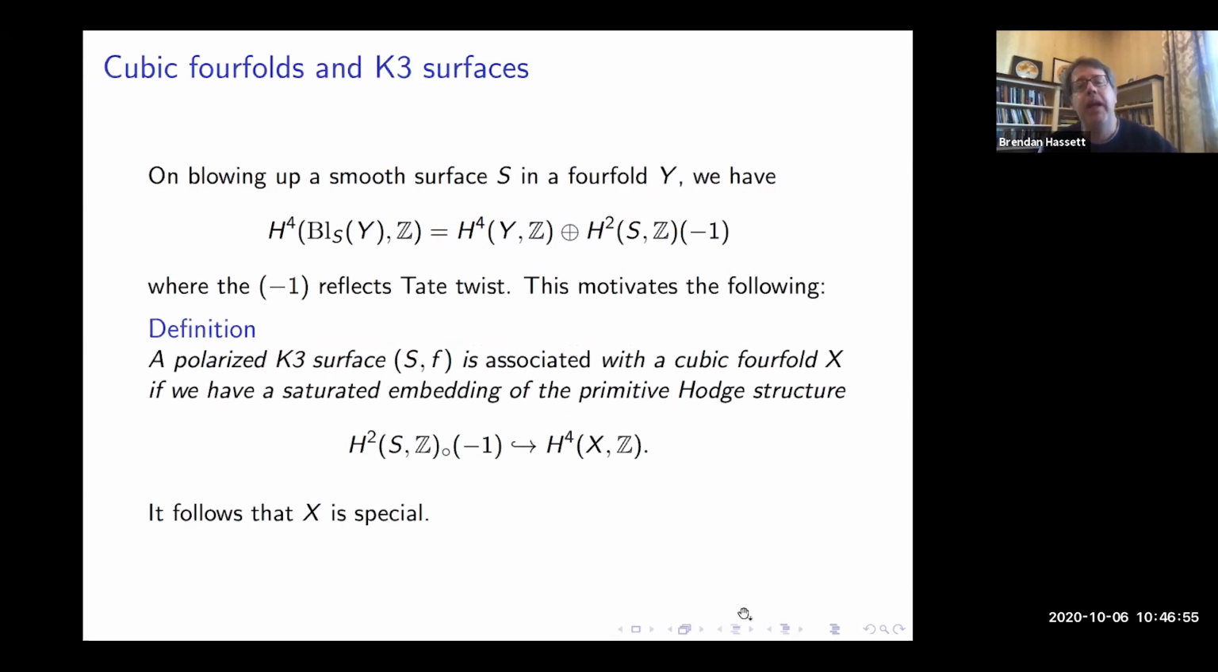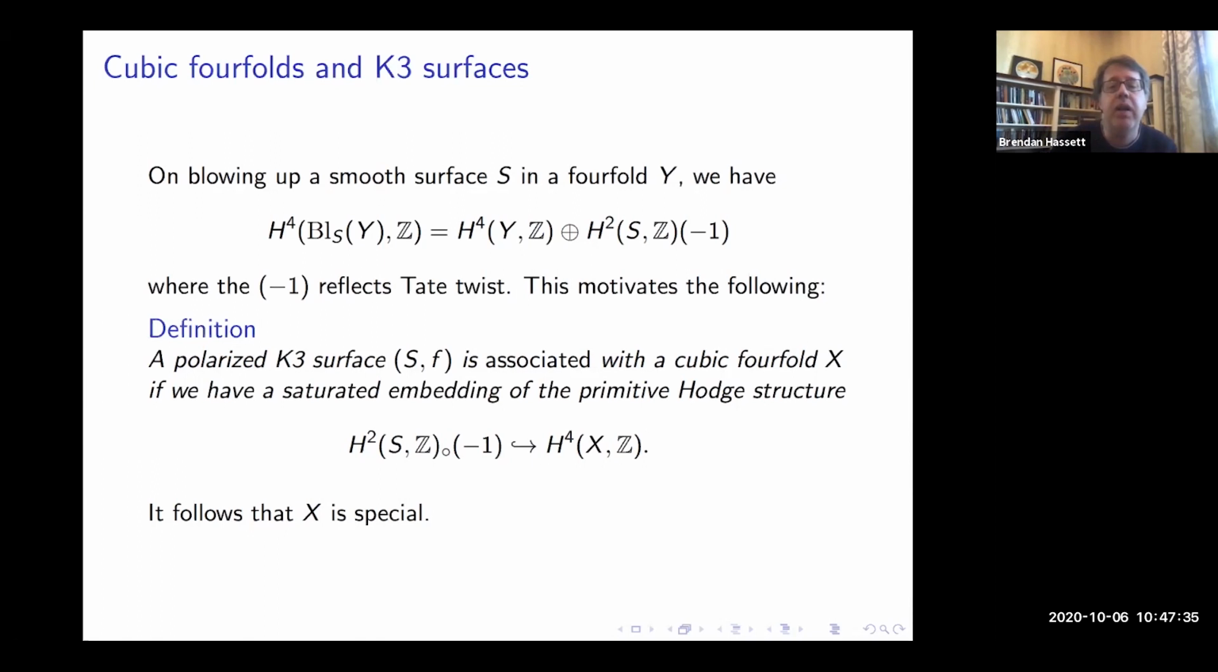So when you blow up a K3 surface, or any smooth surface, in a fourfold, the cohomology of the surface inserts itself in the middle cohomology of the fourfold. So the middle cohomology of the surface shows up in H4 of the fourfold. Obviously, if you have odd dimensional cohomology in the surface, that shows up in odd dimensional cohomology. Cubic fourfolds don't have odd dimensional cohomology, and so it's natural to focus on the weight 2 cohomologies that could conceivably arise from blowing up a surface.